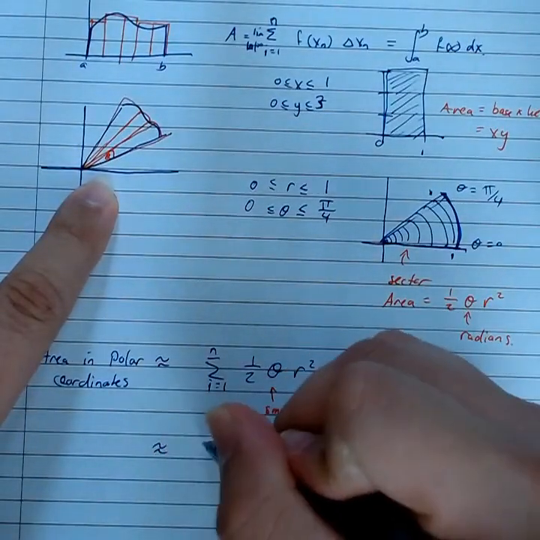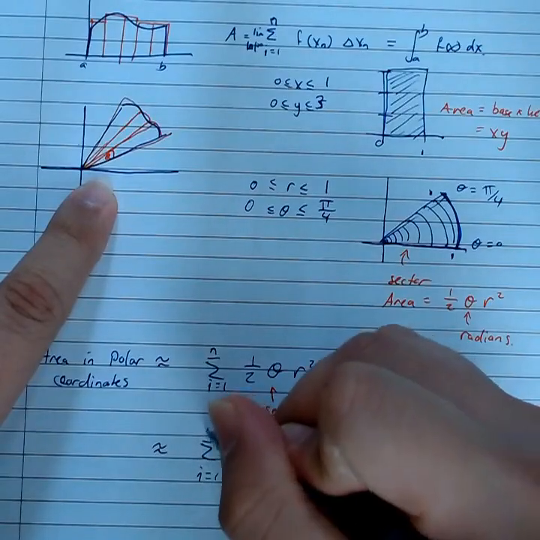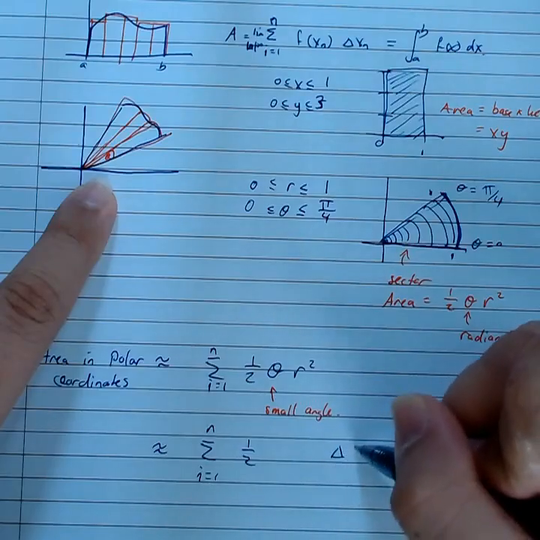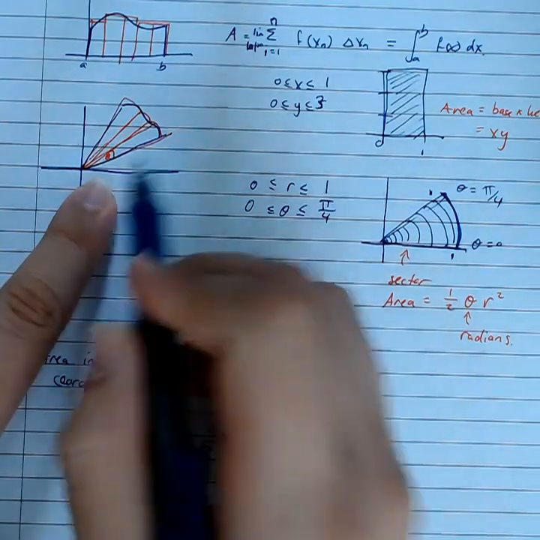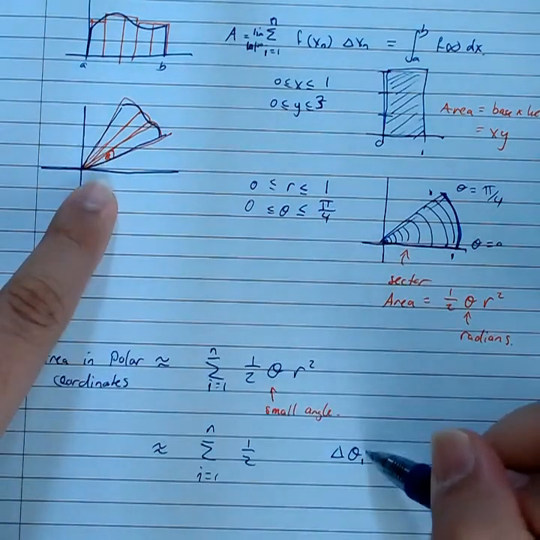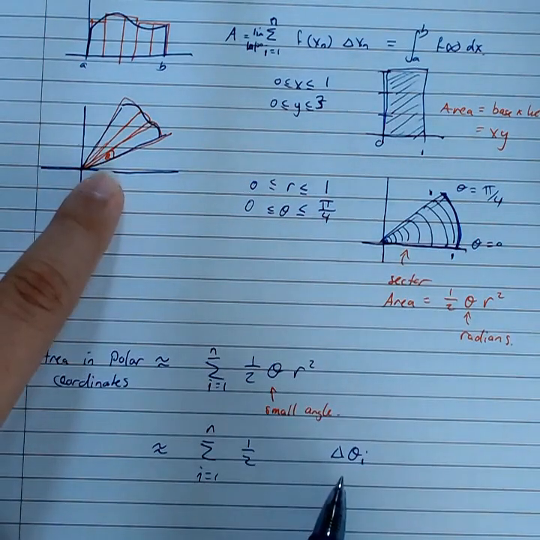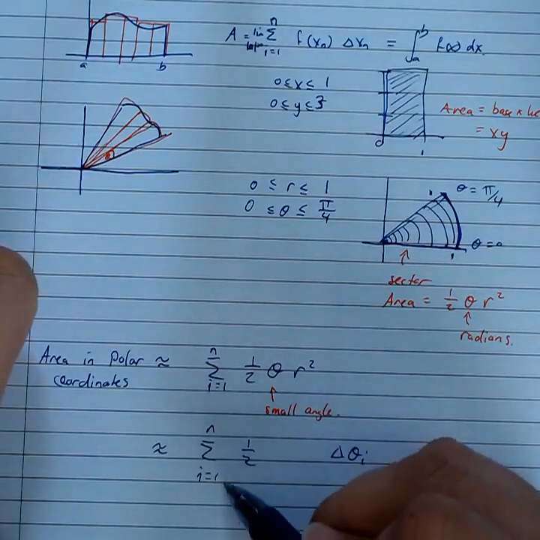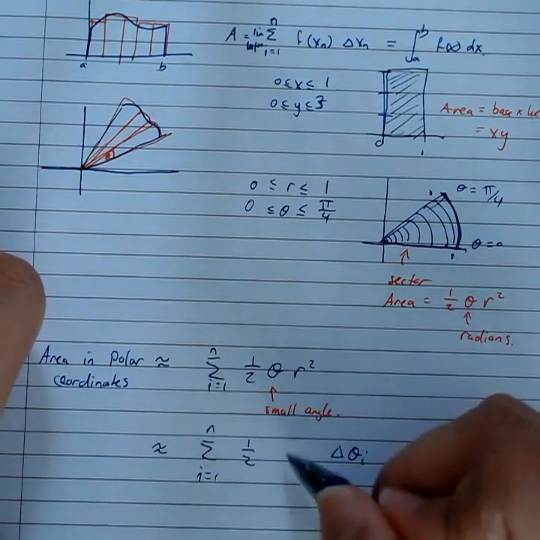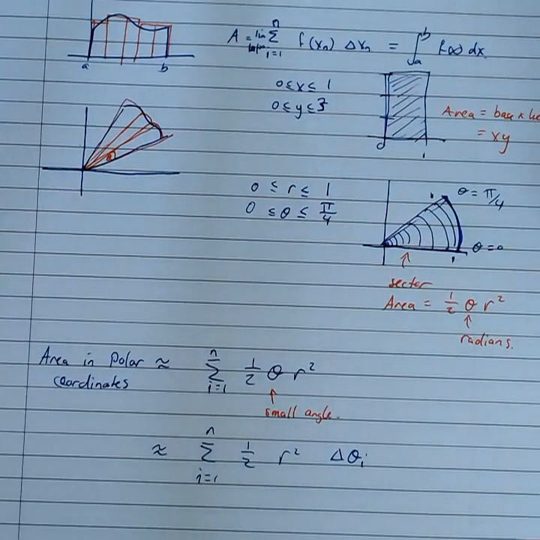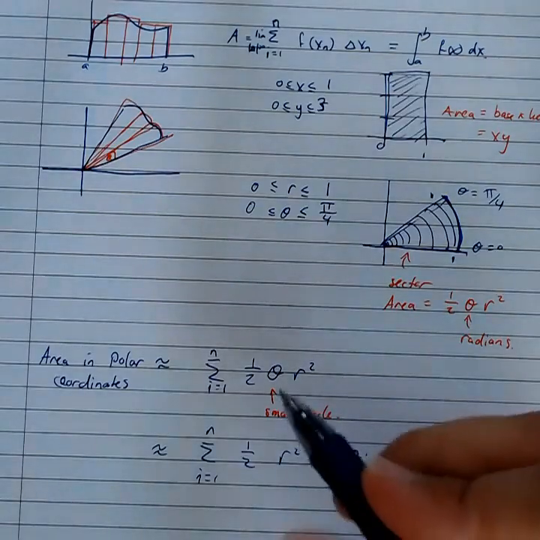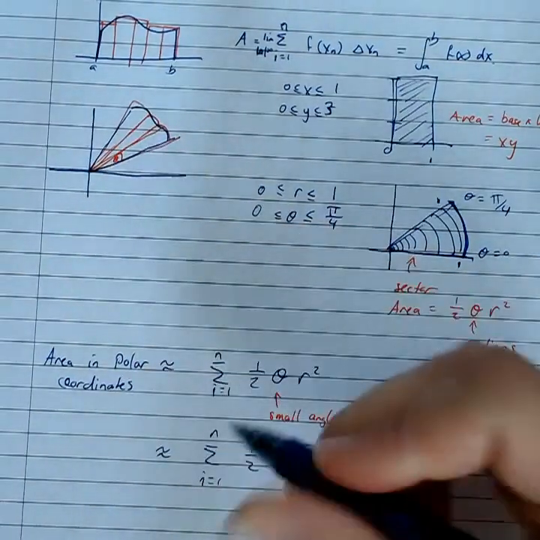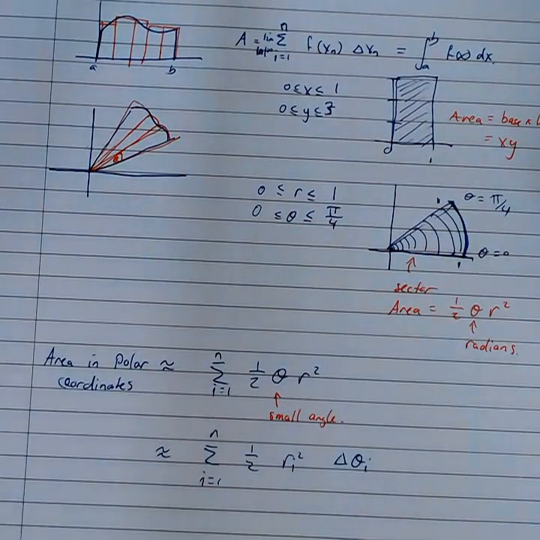Okay, so really we could write this as the sum as i goes from 1 to n of 1/2. Here, let me write delta theta. Now remember, there's going to be different thetas, one for each of these. So really I should call it delta theta i. For the first sector, the angle for the second sector, the angle for the third sector. So this is the sum as i goes from 1 to n of 1/2 times r squared delta theta i. Oh yeah, but this r is also going to differ. There's going to be a different radius for each of these sectors. So really this should be r i squared.